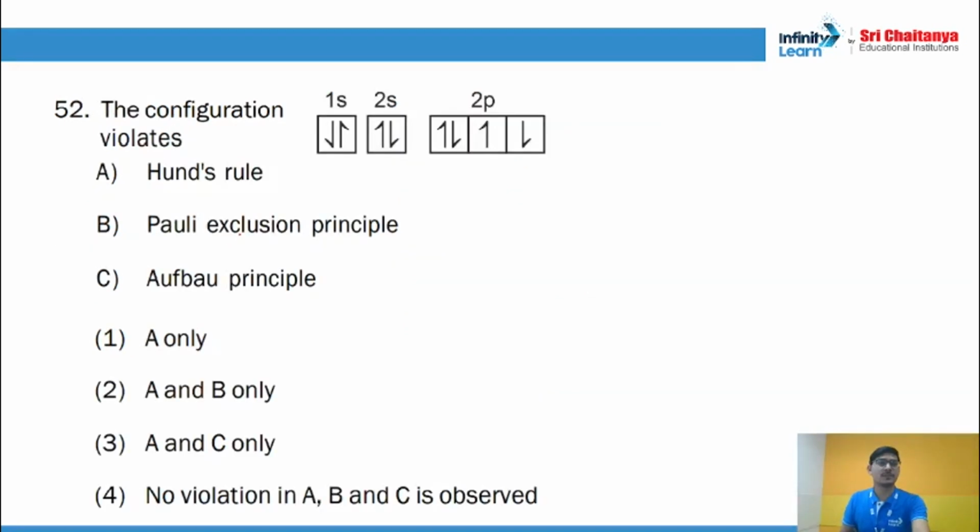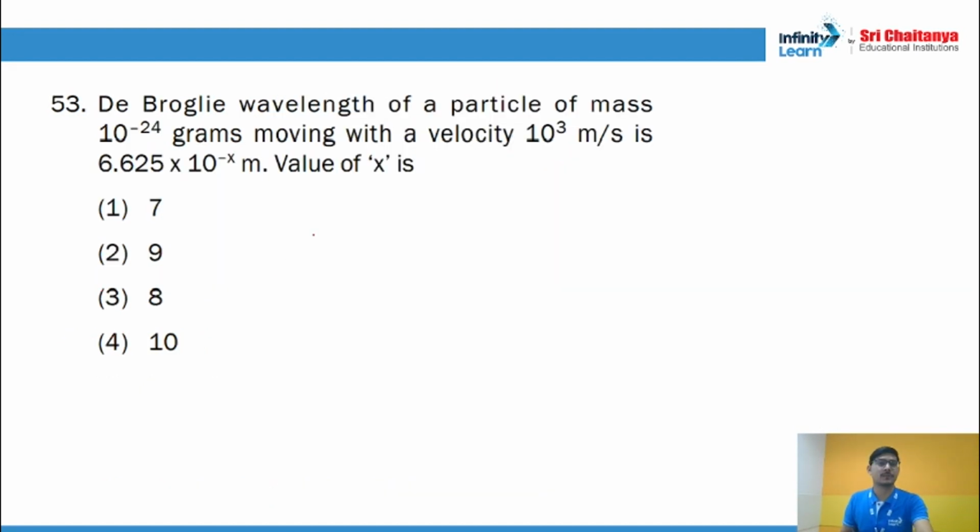All right, next question. The configuration violates which rule? You can see here in 2p subshell the electrons are having antiparallel spins. But electrons in one subshell should have parallel spins, and when the pairing begins only then electrons can have one parallel and one antiparallel. So the answer becomes A, it violates Hund's rule.